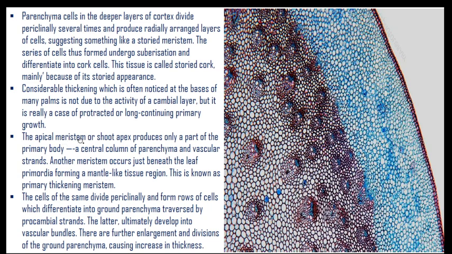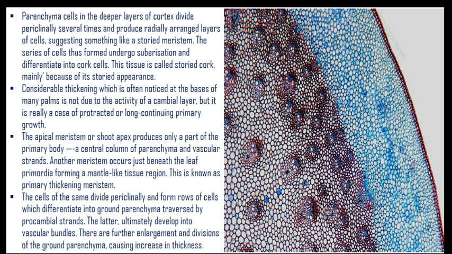The apical meristem or shoot apex produces only a part of the primary body, a central column of parenchyma and vascular strands. Another meristem occurs just beneath the leaf primordia, forming a mantle-like tissue region. This is known as the primary thickening meristem.